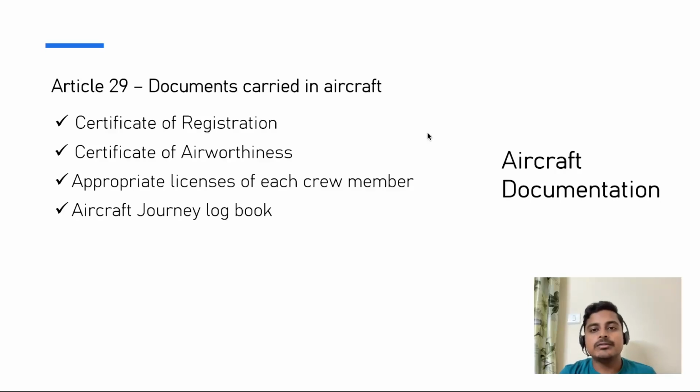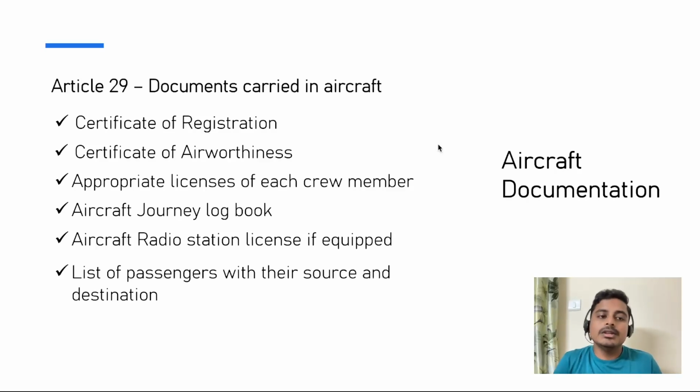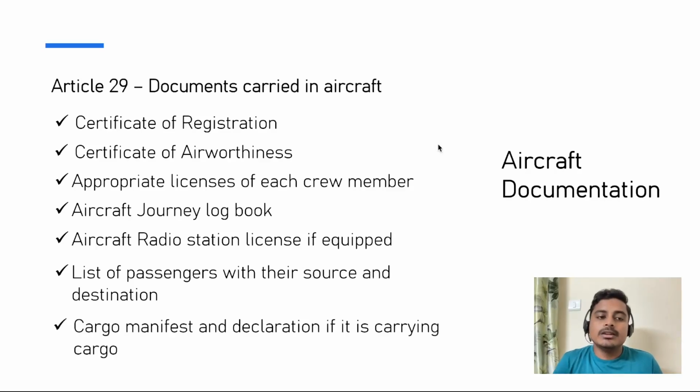It has the reports of any defects or malfunctions during the flight and maintenance actions, and also the flight purposes, which is commercial or training or ferry flights. So this information is available in the aircraft journey logbook. Aircraft radio station license if equipped. So if that particular aircraft carries radio equipment, then we need the license for that equipment. We need the list of passengers with their source and destination. And finally, the cargo manifest and declaration if it is carrying cargo.